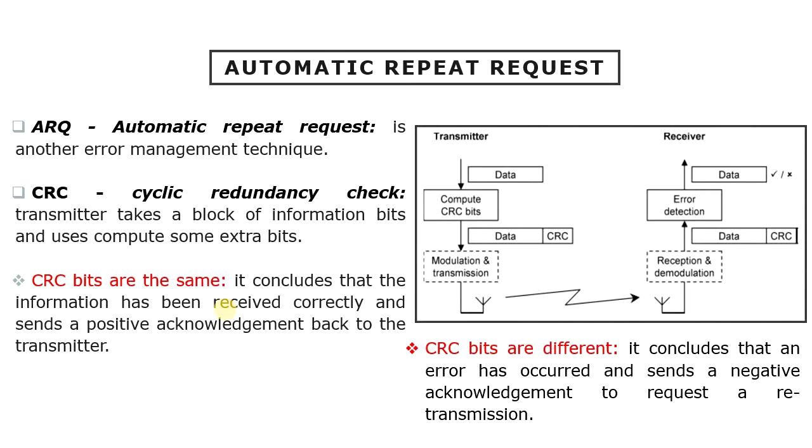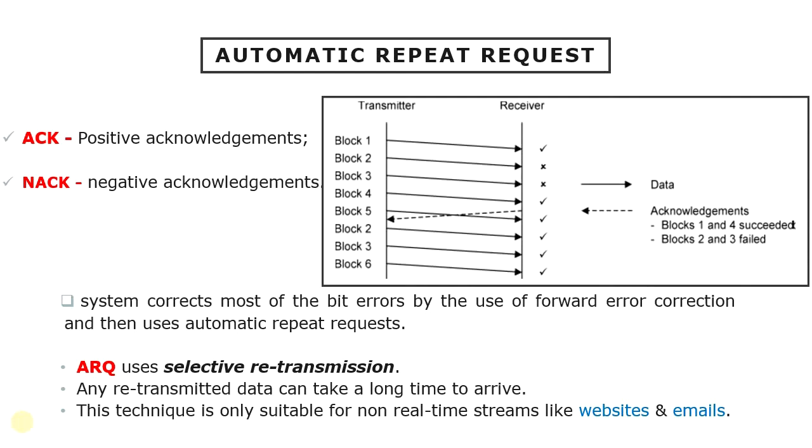The receiver separates the two fields and uses the information bits to compute the expected CRC bits. If the observed and expected CRC bits are the same, then it concludes that the information has been received correctly and sends a positive acknowledgement back to the transmitter. If the CRC bits are different, it concludes that an error has occurred and sends a negative acknowledgement to request a retransmission. Positive and negative acknowledgements are abbreviated as ACK and NACK respectively.